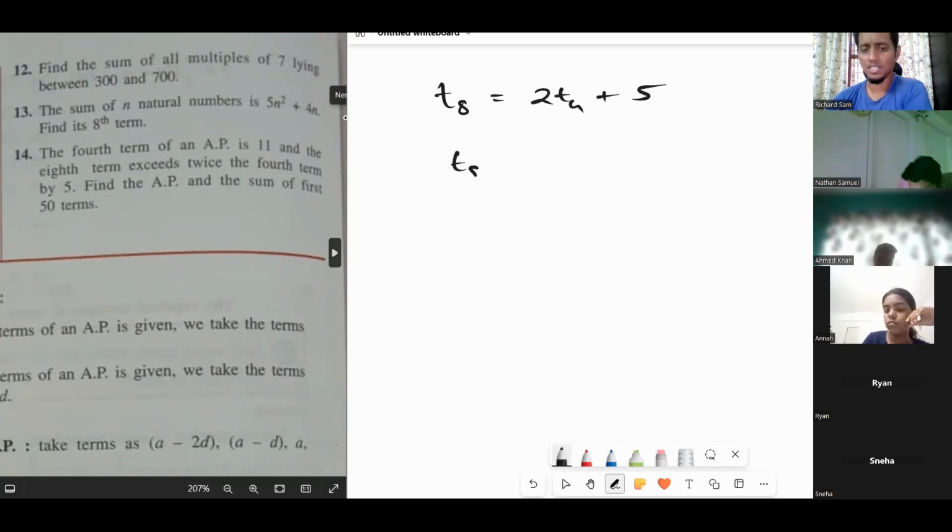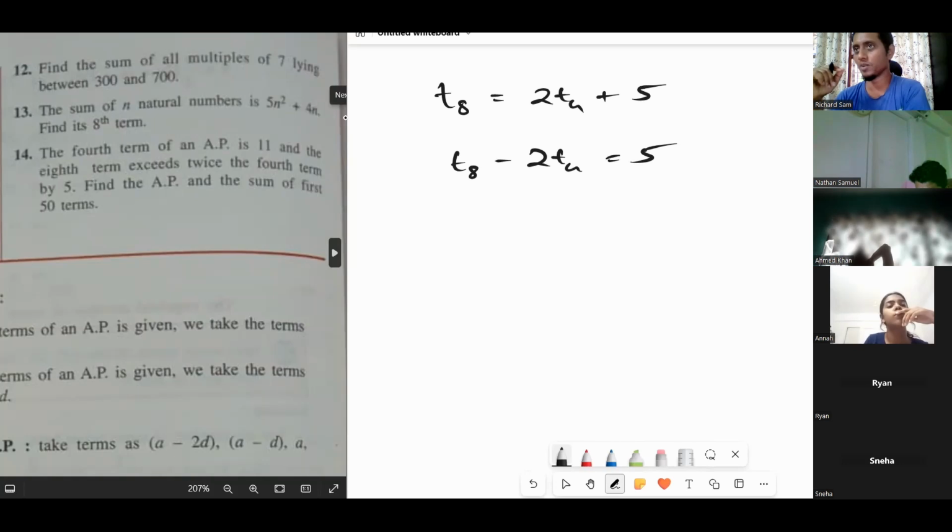Or you can also say, since T8 is bigger, you can do T8 minus 2T4 is equal to 5. If my age minus your age is also 5. Suppose I say my age exceeds Leah's age by 5. What does it mean? My age minus your age is 5, or my age is your age plus 5, no? There are many ways to write the equation. You understand? So both of these are correct. Whichever you want to use, you can use.